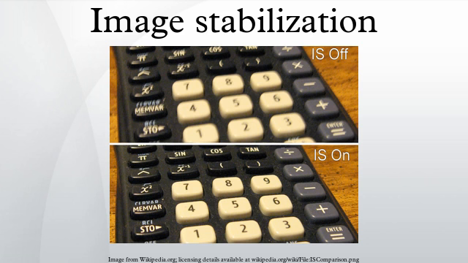There are 2 types of implementation, lens-based or body-based stabilization. These refer to where the stabilizing system is located. Both have their advantages and disadvantages. Techniques. Optical image stabilization.